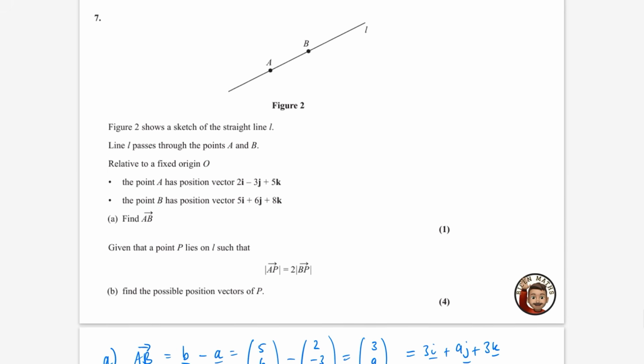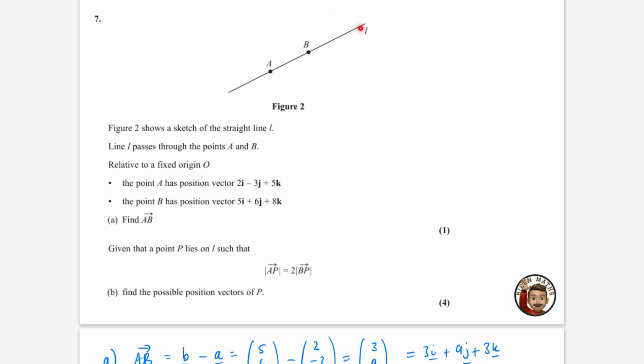And then it says, given that a point P lies on this line L such that the distance between A and P is 2 times the distance between B and P, find the possible position vectors of P. And when I did the exams in 2024, I did a long further maths method for this. Then towards the end of the exam, I suddenly realized there was a much quicker way of doing it, which I'm going to show you here.